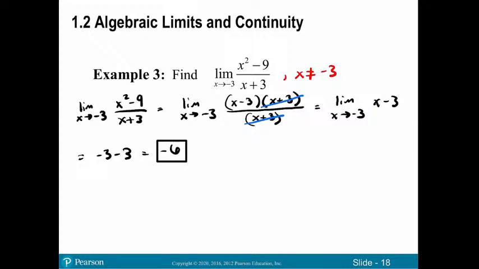Again, limit just tells us what happens as we get closer. I'm not talking about at -3. I'm talking about close to -3. Right? Okay, let's see.